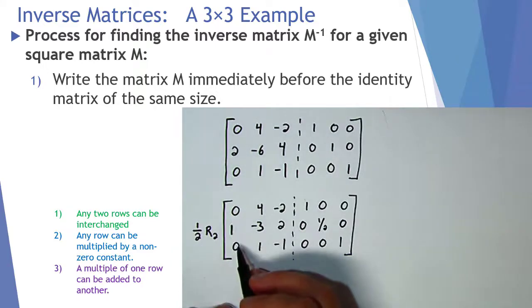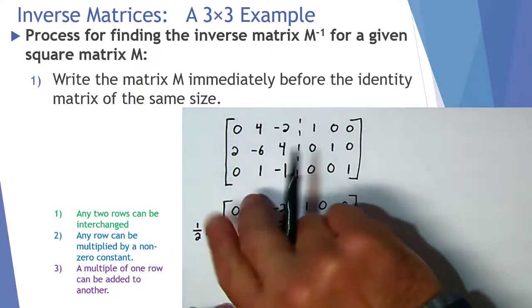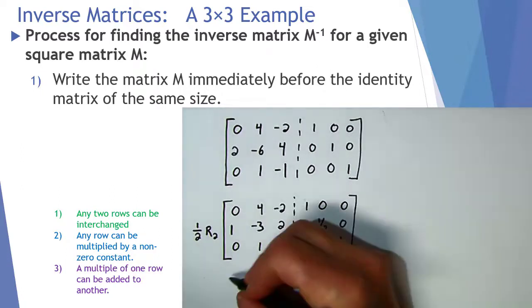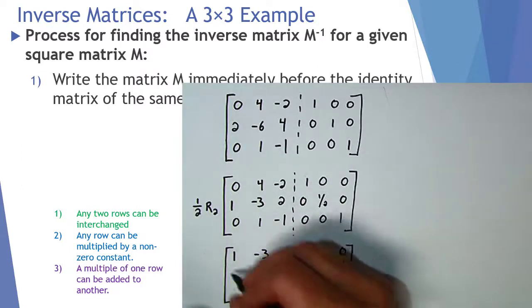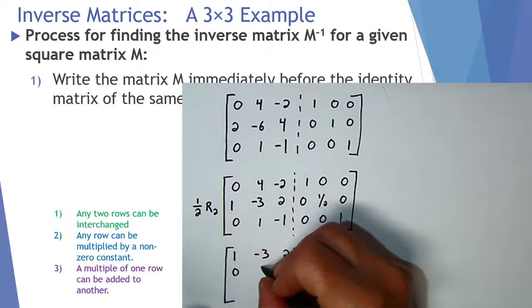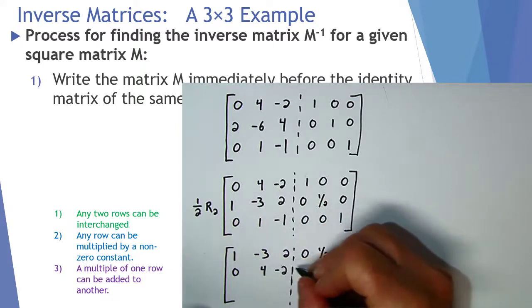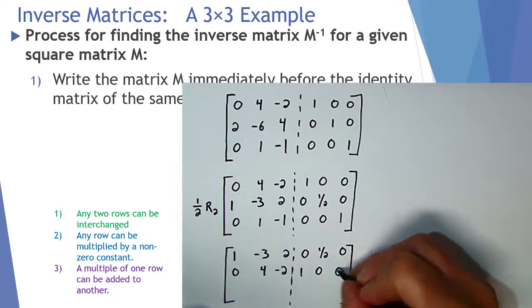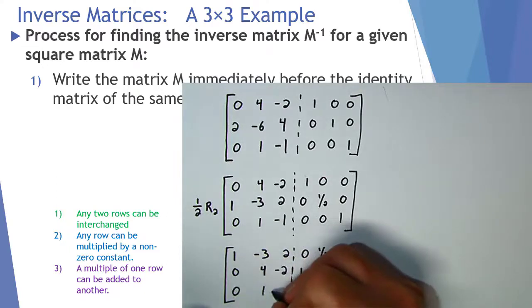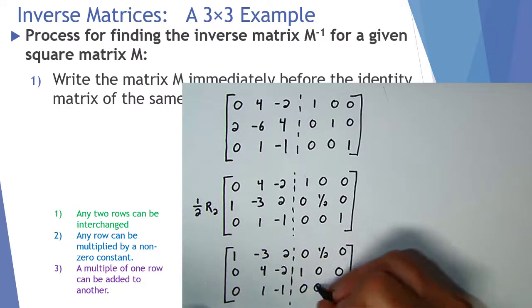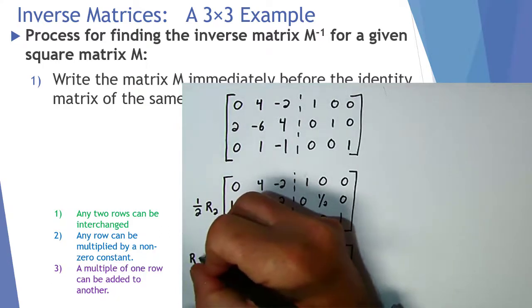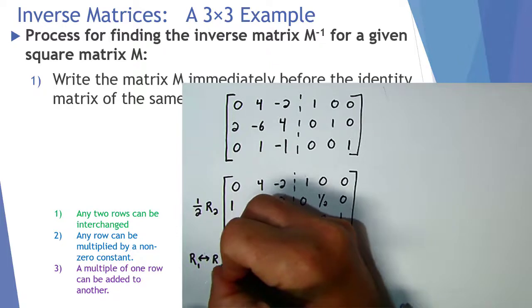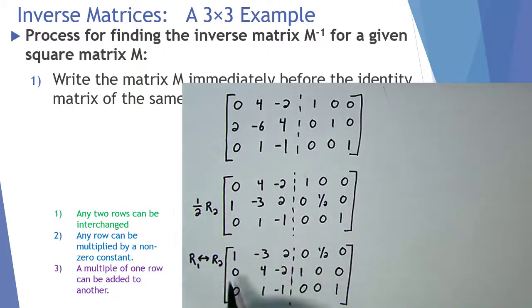Now we have a 1, 0, and 0, but it's not in the right spot, so let's switch row 1 and row 2. So row 2 goes up to the top, row 1 drops down to the middle row, and row 3 doesn't move at all. Our notation there is that we took row 1 and we switched it, double arrow, with row 2. Okay, so our first column is ready to go.